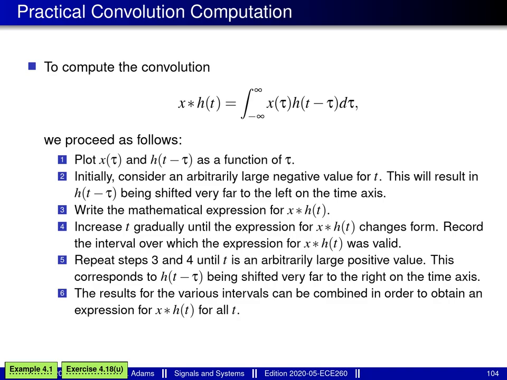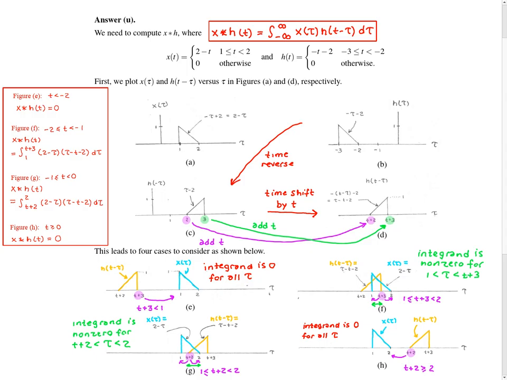The next example that I'd like to consider is exercise 4.18u. In this example, we're given two functions, x and h, and we're asked to compute the convolution of these functions. In particular, the function x is given by this formula here, and the function h is given by this formula here. So the approach that we're going to take is the so-called graphical method. In other words, we're going to use graphs to help guide us in the convolution process.